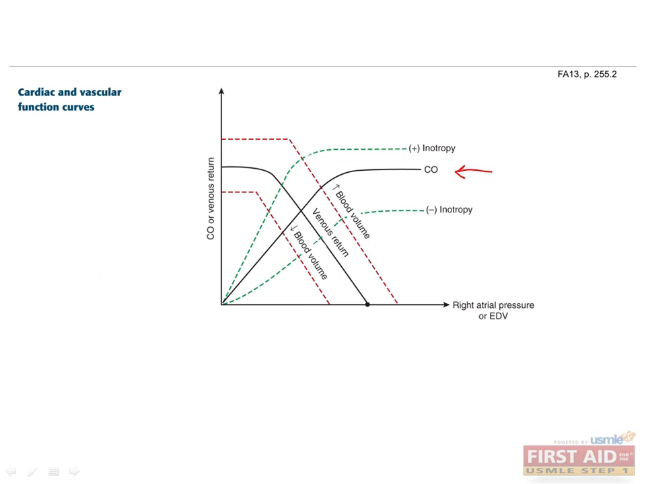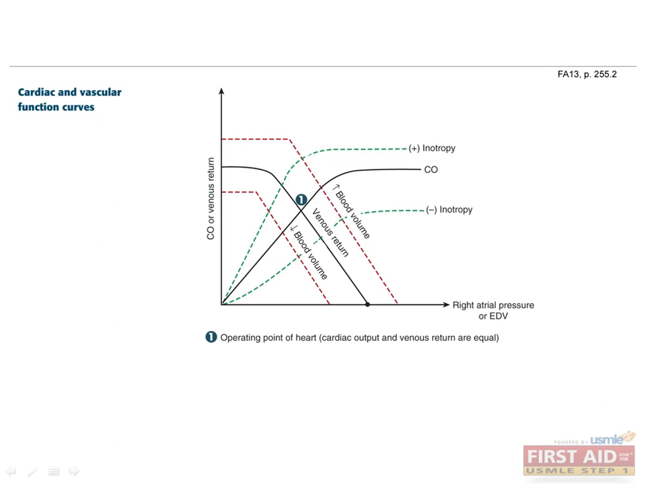Now, if we give a positive inotropic agent, this would shift the curve upward, as seen here, and this would indicate an increased cardiac output. If we were to give a negative inotropic agent, such as here, this decreases cardiac output and is seen here as a downward shift. The graphs that decrease from left to right are vascular function curves, such as seen here. These graph venous return on the y-axis as a function of right atrial pressure on the x-axis. Looking at these curves, increases in blood volume shift the curve to the right, whereas decreases in blood volume shift the curve to the left.